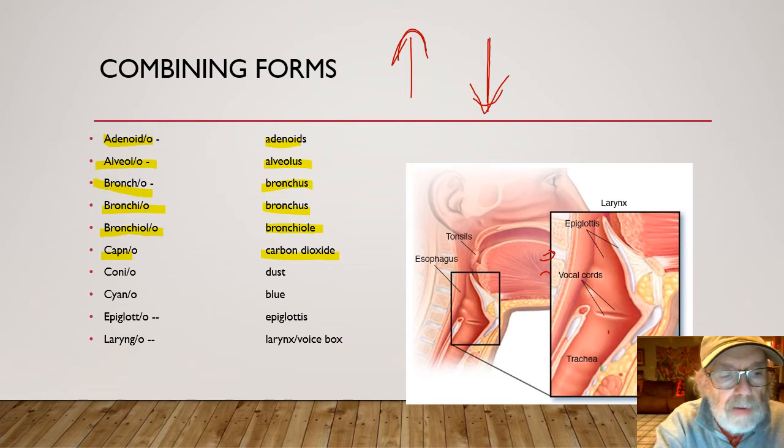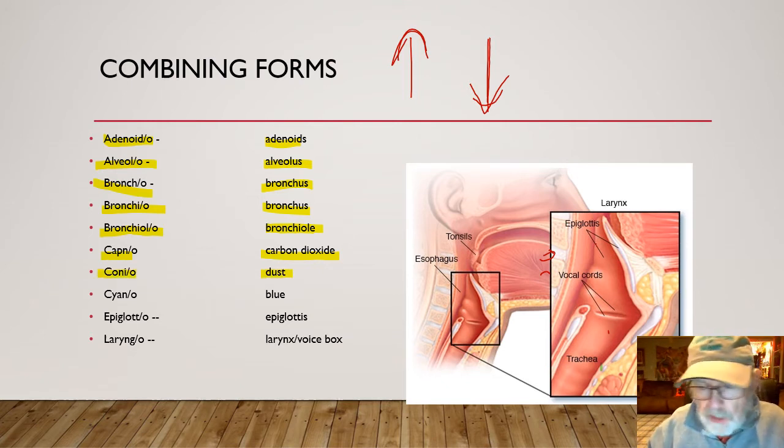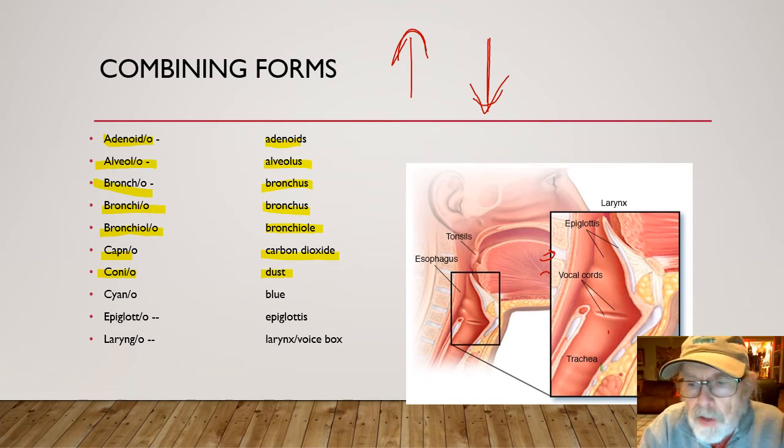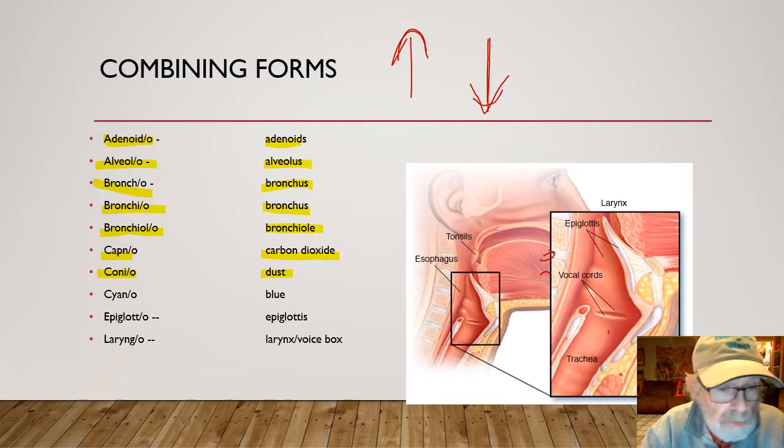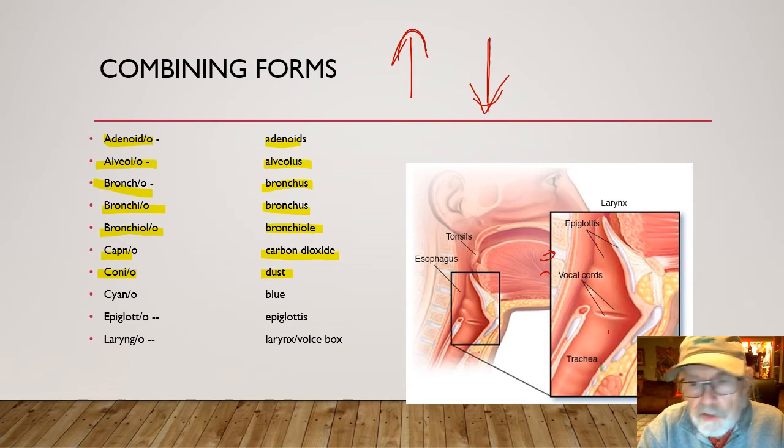My next combining form here is conio. Conio means dust, okay? And what does this have to do with the respiratory system? Well, it has a lot, because even though the air around us looks clear, we're inhaling all kinds of stuff. Every time you take a deep breath, you're inhaling all kinds of particles. You're inhaling small little bugs, dust mites, all kinds of different things. It's amazing when you really think about what you're actually inhaling. So in certain situations, however, the air might be supersaturated with this dust.